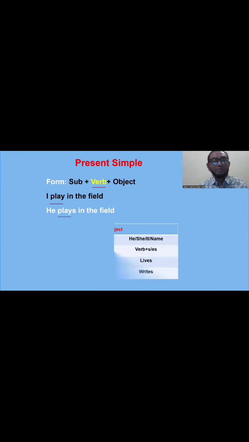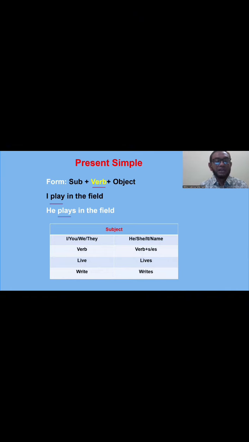So very simple. Okay. We can make a lot of examples like he plays in the field. That means the person I takes play and the person he, that means third person singular number. In case of third person and singular number, you have to add s or es after the main verb. Okay. Principal verb. So he plays in the field. Okay. Now plays, very important thing.